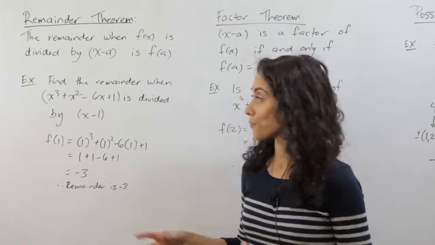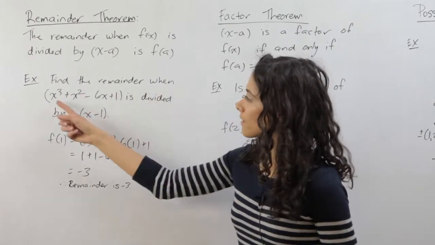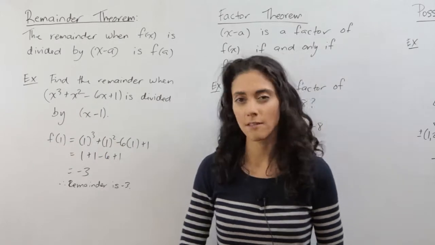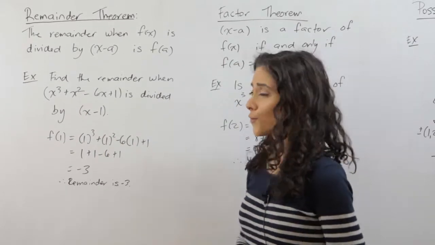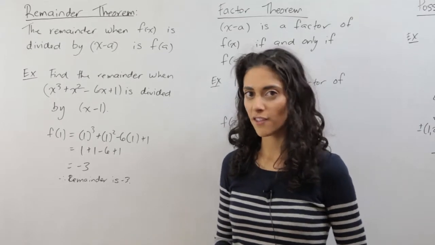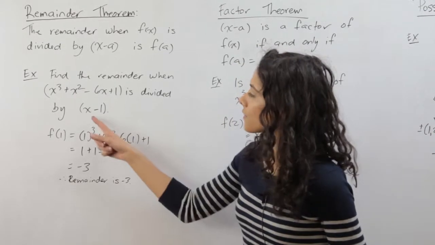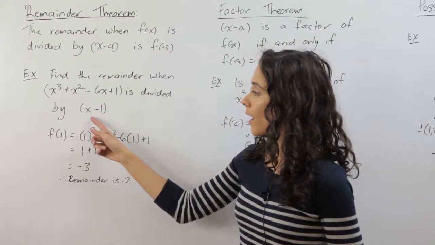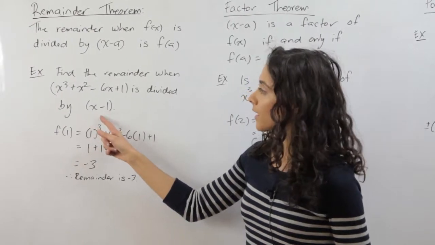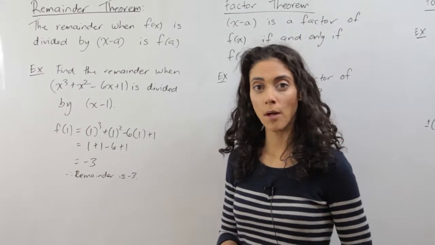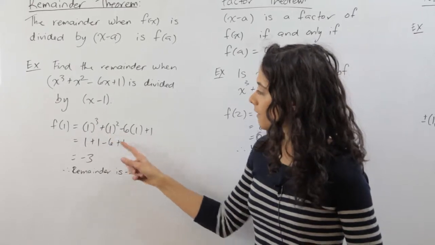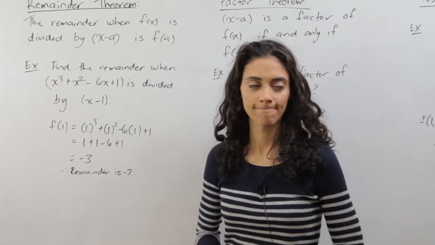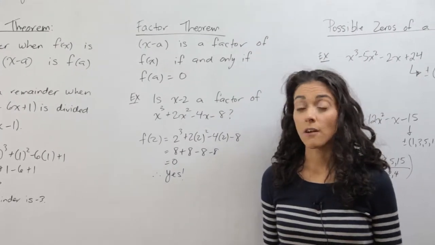Let's see an example so you get what's going on. Find the remainder when this cubic polynomial, x cubed plus x squared minus 6x plus 1, is divided by x minus 1. Of course, we could do long or synthetic division, but it's much faster to use the remainder theorem. The 0 associated with this factor is 1. 1 is the value that makes that 0. So rather than doing division, we simply plug 1 into that cubic polynomial. Doing that, the output value is -3, and it's that simple. The remainder is -3.